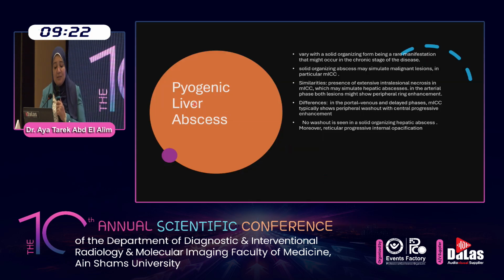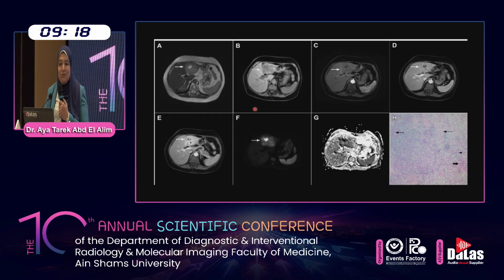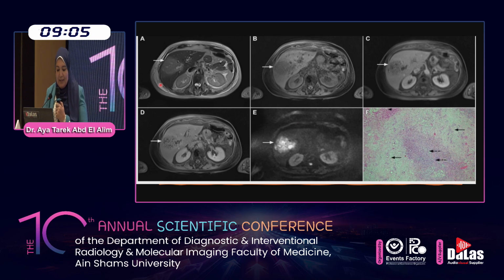The pyogenic liver abscess, I think we can also differentiate it, but sometimes the abscess is not mature, like this, a developing abscess. But the clue here, we can see some central necrosis that coalesce together with diffusion restriction. And as we see here, the diffusion restriction and central necrosis.